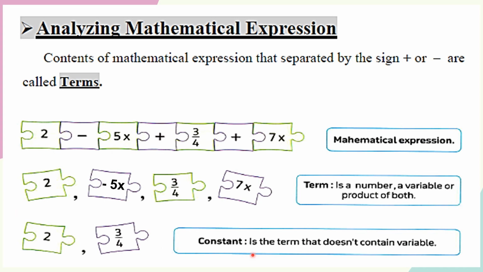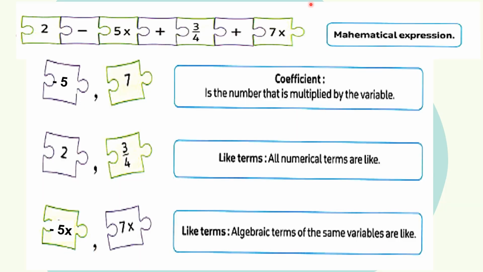Now the constant is the term that doesn't contain a variable, like 2 and 3 over 4. There is no variable here, so it's called a constant. And in the mathematical expression we have something called the coefficient, and the coefficient is a number that is multiplied by the variable. Here we have negative 5x, so the coefficient is negative 5. And also here we have 7 times x, so the coefficient is 7. So the number which is multiplied by the variable is called the coefficient.